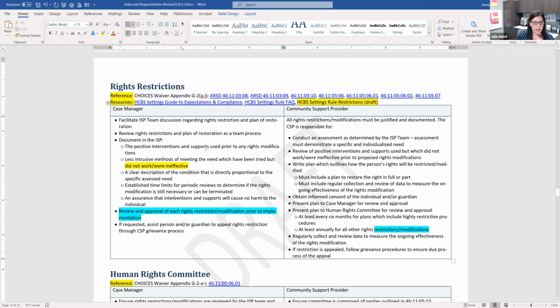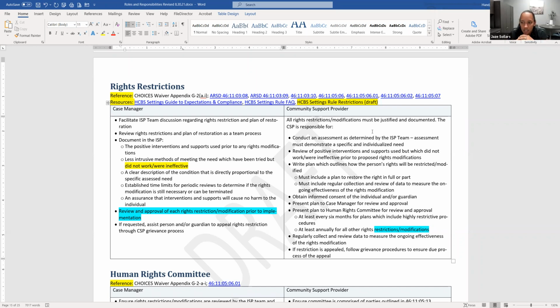All right, any questions? So we kind of worked through the case manager side and what that looks like for ISP documentation. Any comments on the CSP side? I had one question about the first bullet: conduct the assessment as determined by the ISP team. I'm assuming that means the rights assessment. And under HCBS settings, is it the case manager that needs to do the rights assessment? And how will that change this at all, or what does that look like?